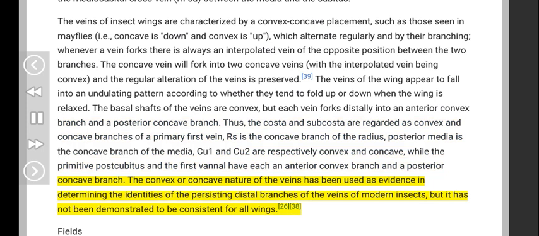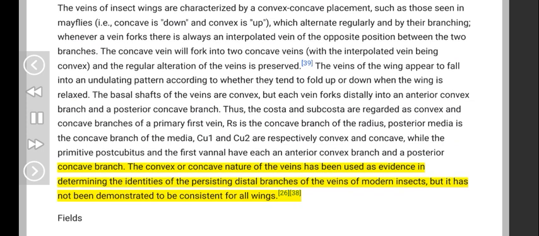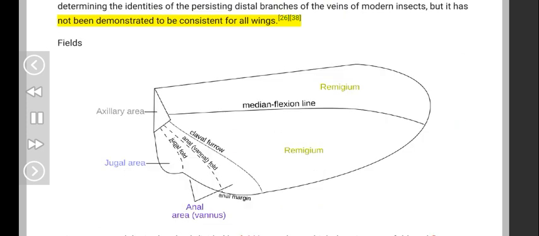The concave nature of the veins has been used as evidence in determining the identities of the persisting distal branches of the veins of modern insects, but it has not been demonstrated to be consistent for all wings. Fields.